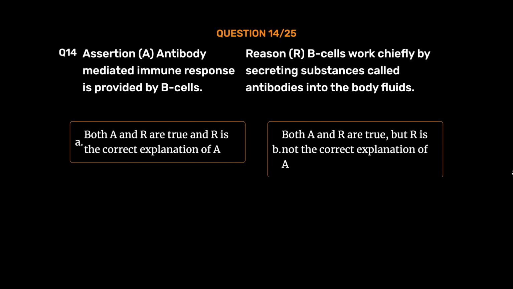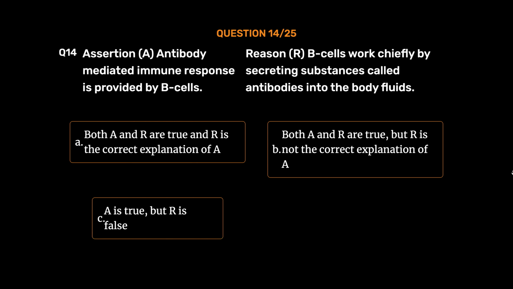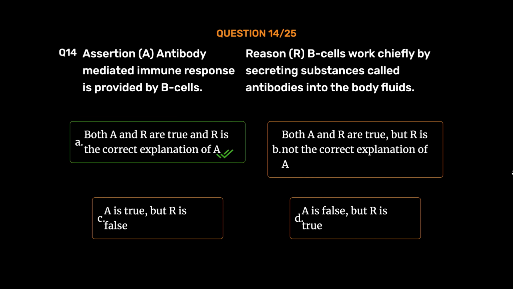Option B. Both A and R are true, but R is not the correct explanation of A. Option C. A is true, but R is false. Option D. A is false, but R is true. The correct answer is Option A. Both A and R are true and R is the correct explanation of A.